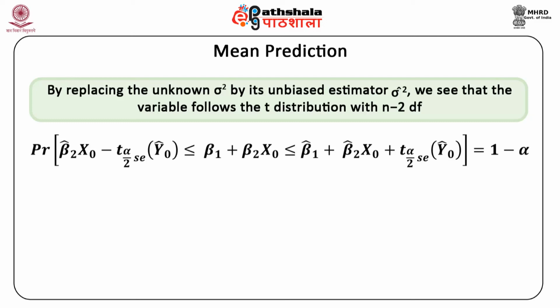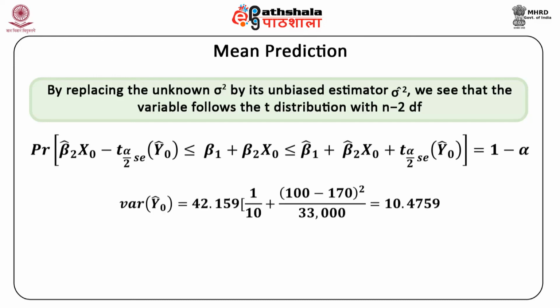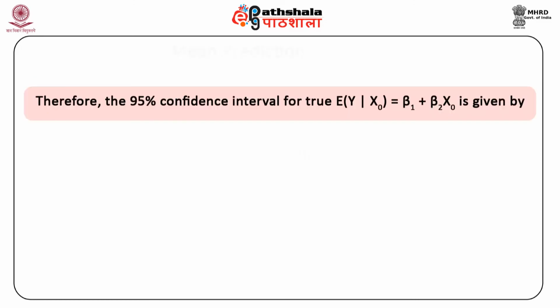On substituting the values in the above equation, we get the variance of y0 hat equal to 42.159 times the bracket 1 by 10 plus (100 minus 170) whole square divided by 33,000, and this comes out on simplification to be 10.4759. Therefore, the standard error of y0 hat is equal to 3.2366.